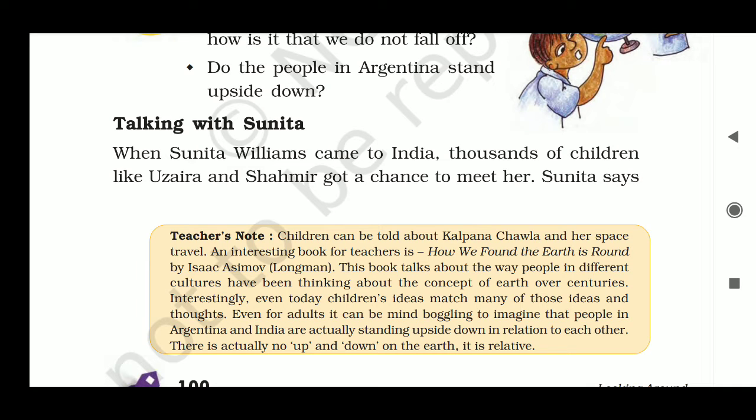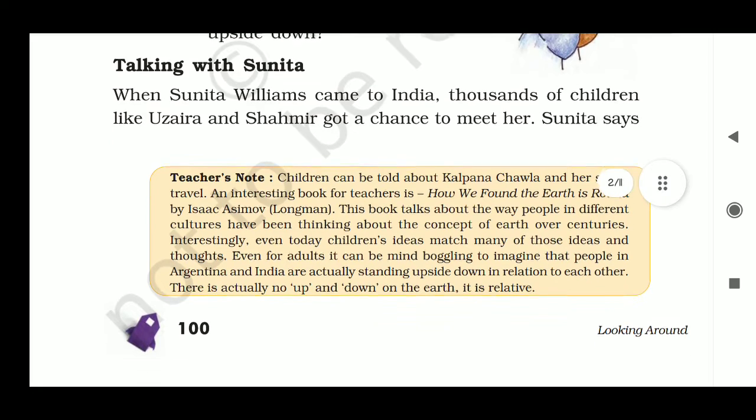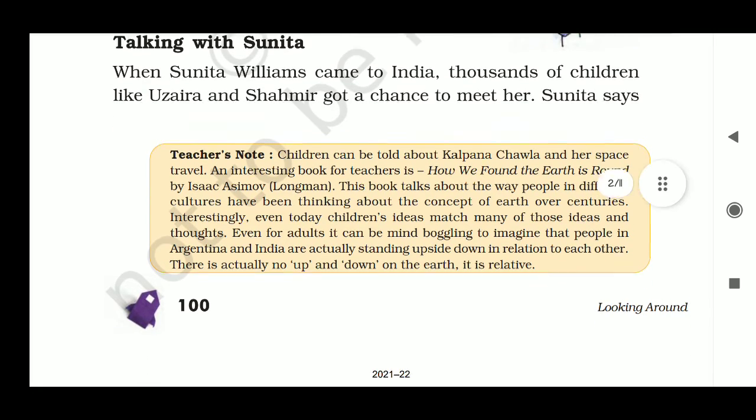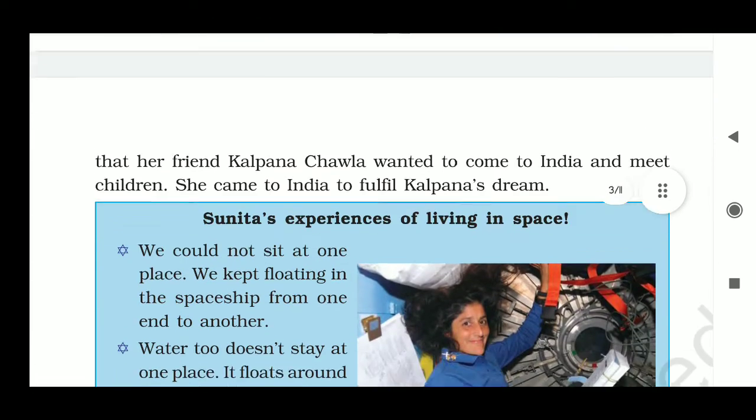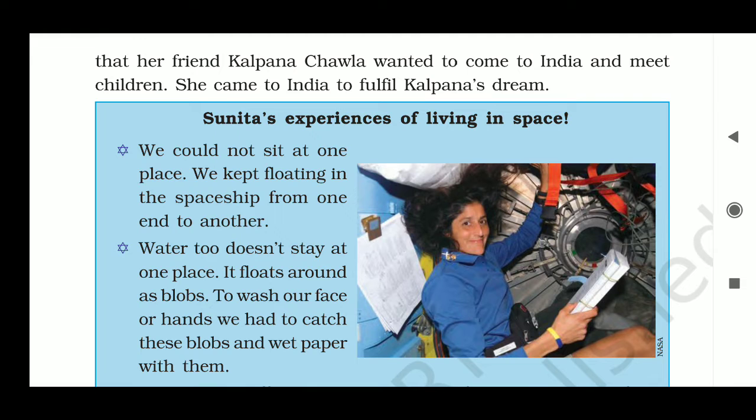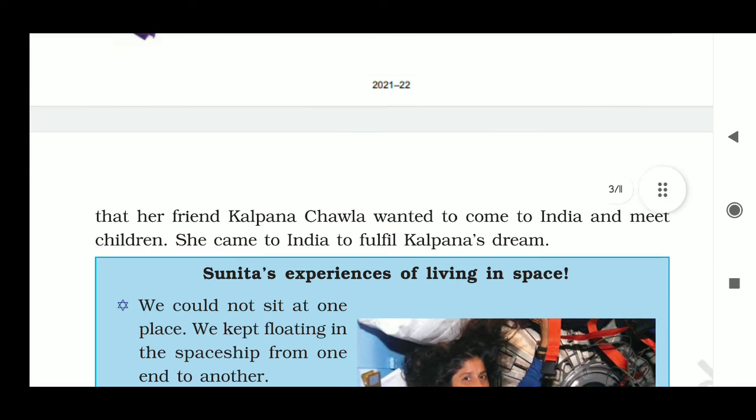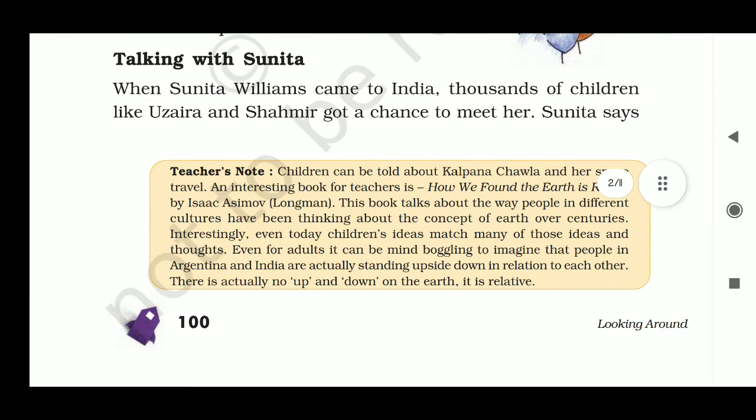When Sunita Williams came to India, thousands of children like Uzaira and Shamir got a chance to meet her. Sunita is an American astronaut, and her father was Indian. Sunita says that her friend Kalpana Chawla wanted to come to India and meet children. She came to India to fulfill Kalpana's dream. So Kalpana Chawla is also mentioned here, and children can be told about Kalpana Chawla and her space travel.